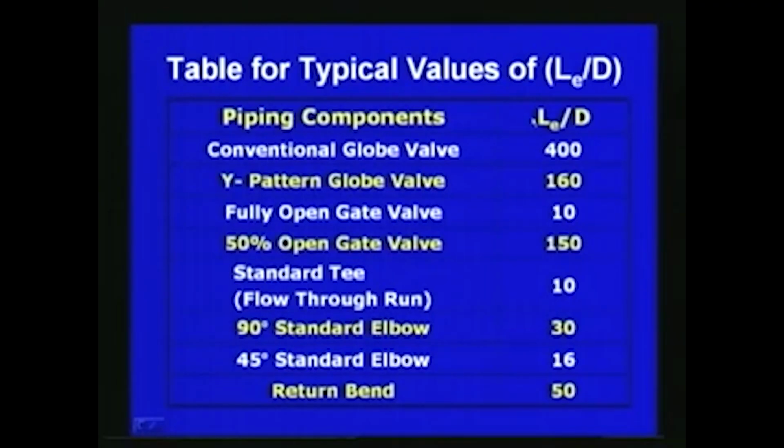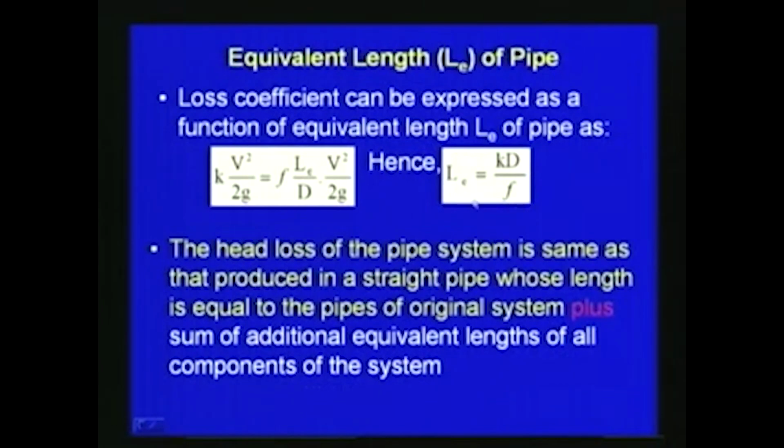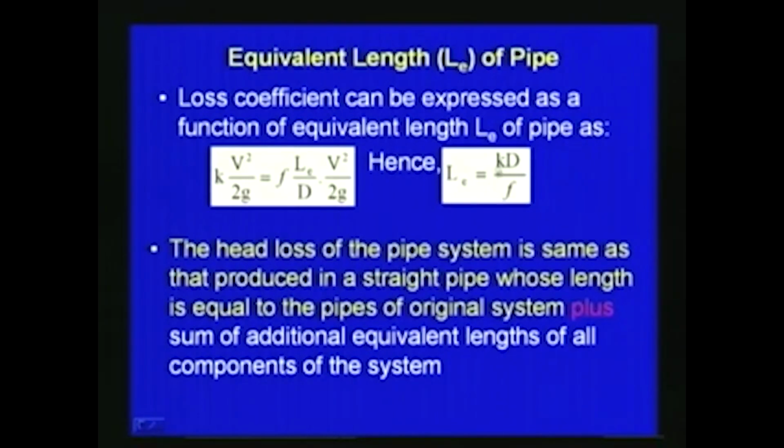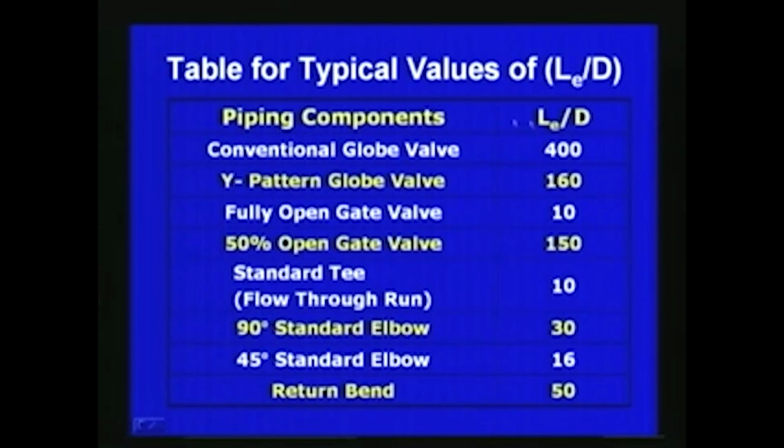So, with respect to these piping components, since LE is equal to KD by f, where K is the loss coefficient already known for the given fitting or component, and f is the friction factor, then LE by D will be K by f. For a given pipe fitting, K will be constant and known, and the friction factor will also be known, so that we can have this kind of table, and directly from the table we can get this. Once the diameter is known, we can get the equivalent length.